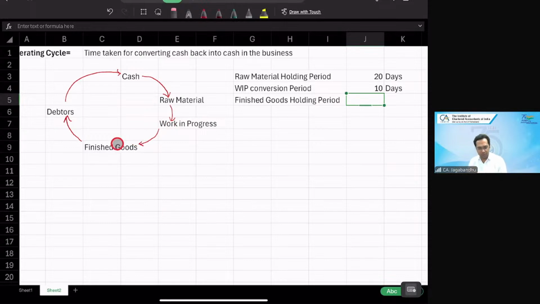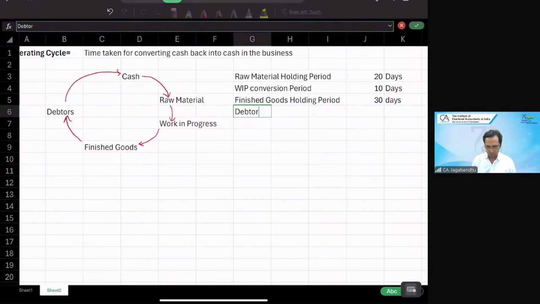After that, it's going to be finished goods. Now that finished goods is going to be there in store for a certain number of days. It will be with you in your godown, in your store, let's say for 30 days. So the raw material which was converted to finished goods is going to be there as finished goods for 30 days. And then it is going to be sold to the customer.